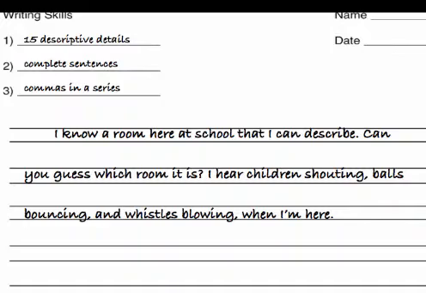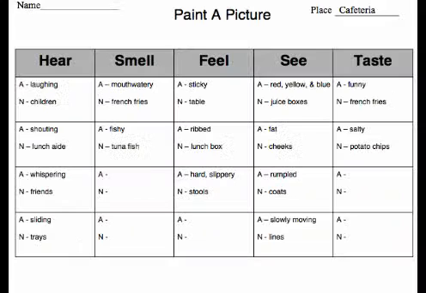Now you continue on your own. Write a separate sentence for each sense. Use at least 15 adjective-noun pairs, and remember to include commas whenever you include 3 or more details in a sentence.